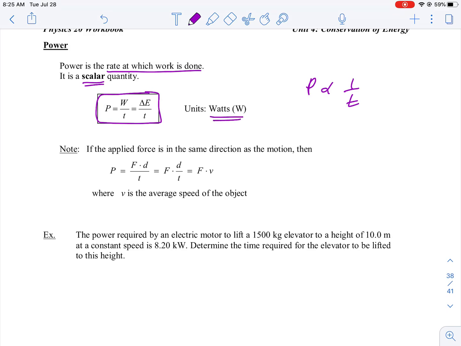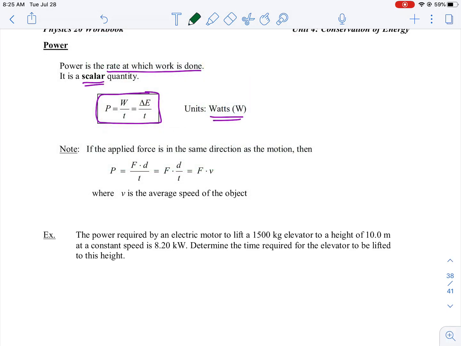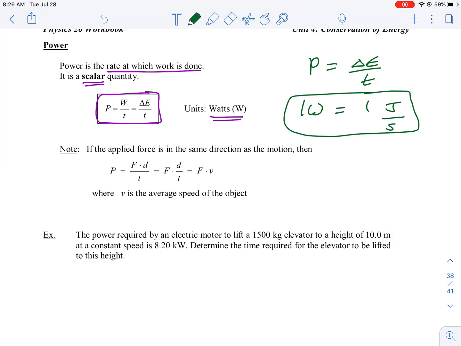Unfortunately, that uses the same letter W as work, and that can be kind of confusing. But I should actually show you the equivalent unit here. I'll try a different color. Based on power is equal to work over time, if we do power is equal to work or change in energy over time, it follows that a watt will be equal to a joule per second. And this actually helps us understand when we're given power in watts.